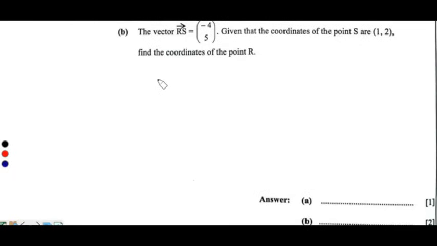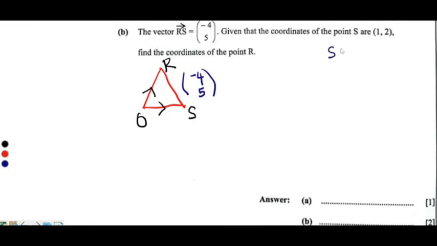So I'll come up with a triangle. I'll write this triangle so that it will help us to identify. So we are going to have the origin here, then point R, and point S. From the origin, the direction will go to R. Again, from the origin, the direction will go to S. What we have been given is that the vector RS, the position vector for RS, is negative 4, 5. We have also been given point S. This point S we write as the position vector OS, which will be 1, 2. Now they want us to find the point R.